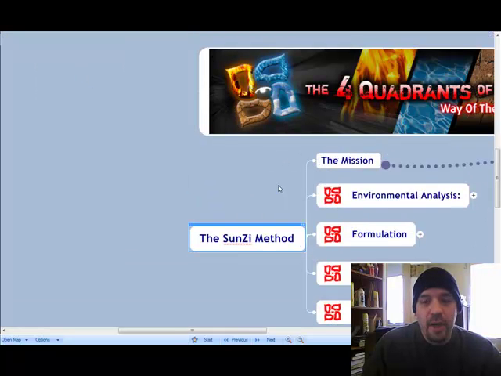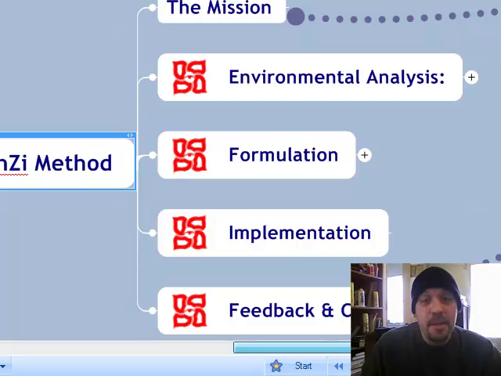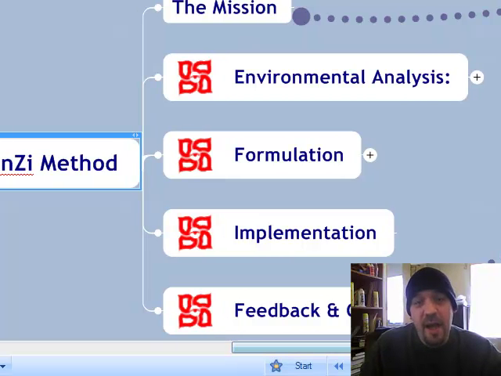Okay, everybody, so we're going to talk a little bit about the Sun Tzu method. Obviously, Sun Tzu was the guy who wrote The Art of War. Everybody's probably pretty familiar with that at this point, and people make a big deal out of this, but it's actually so simple. So I'm going to give you a brief rundown on this.